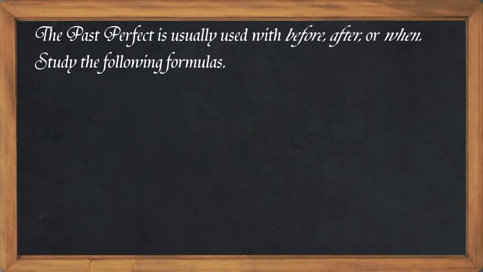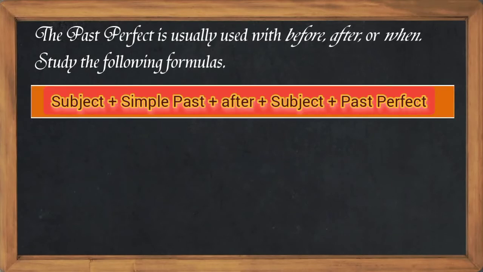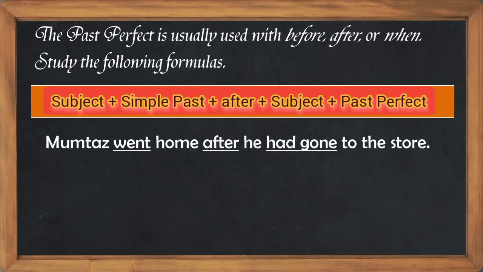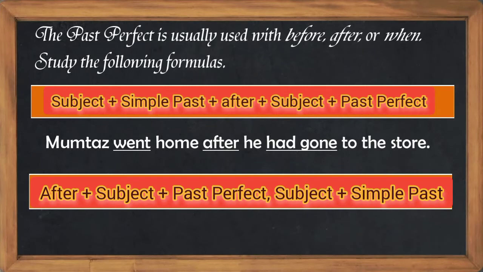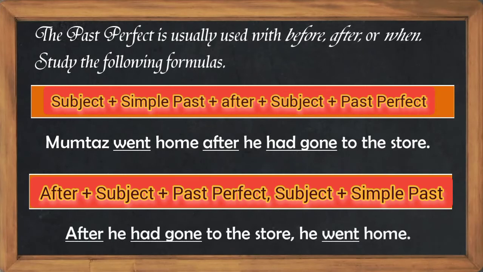Pola berikutnya adalah menggunakan kata after, kalau tadi yang sudah dibahas menggunakan kata before. Perhatikan dan pelajari polanya. Subject plus simple past plus after plus subject plus past perfect. For examples, Mumtaz went home after he had gone to the store. Dengan demikian, pola tersebut adalah setelah after, kita harus menggunakan past perfect. Pola berikutnya penggunaan kata after adalah dengan memposisikannya di awal kalimat. After, plus subject, plus past perfect plus subject, plus simple past. After he had gone to the store, he went home.